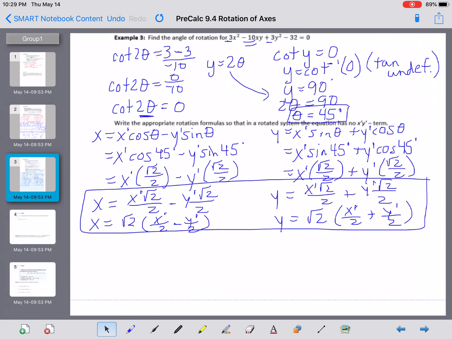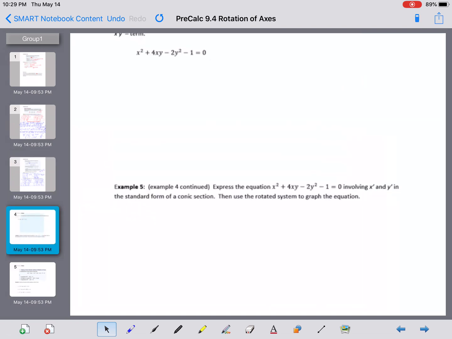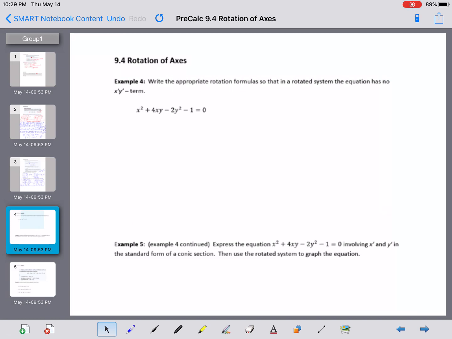Okay, let's go on to page 4 here. And this one is a big one again. Okay, we've got a lot of work, we've got a lot of primes coming through, so we're going to start right now with just the rotation formulas. So this is just finding our angle of rotation so that we can write our new x and our new y with that rotation.